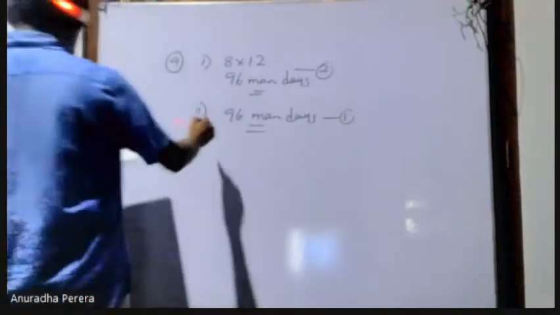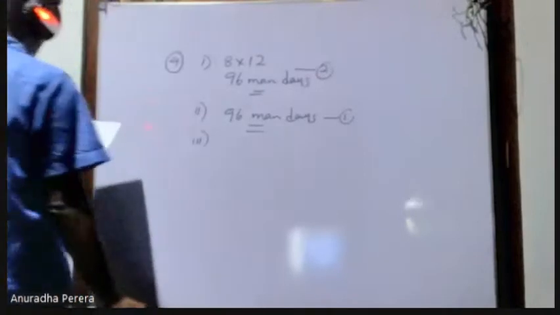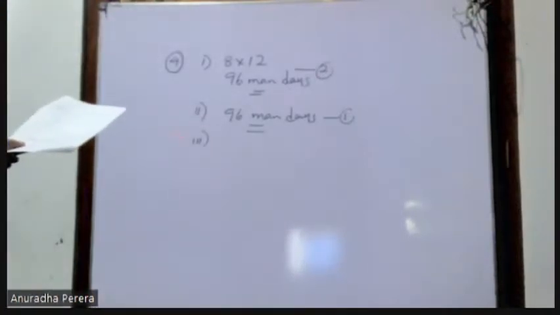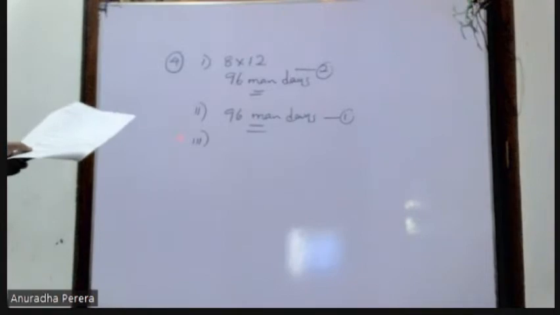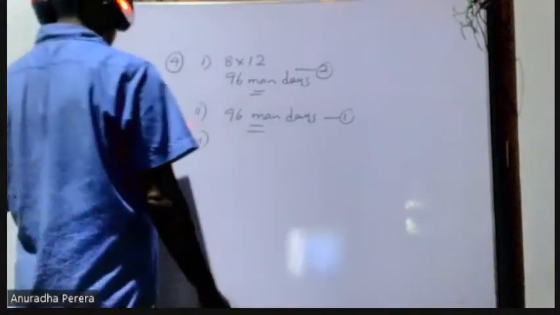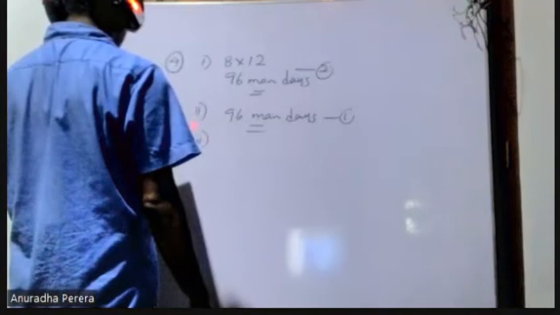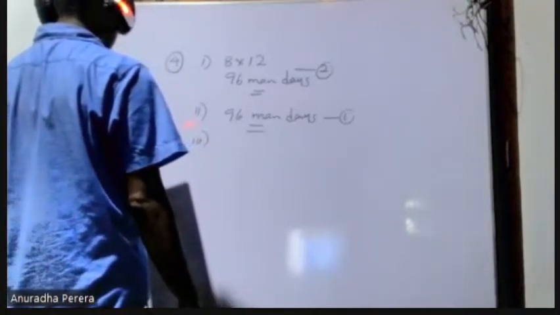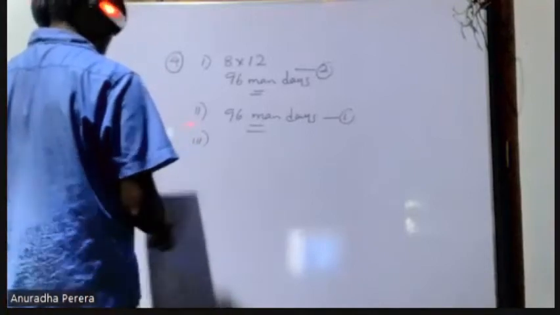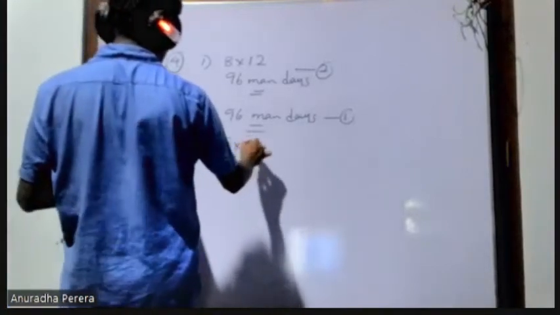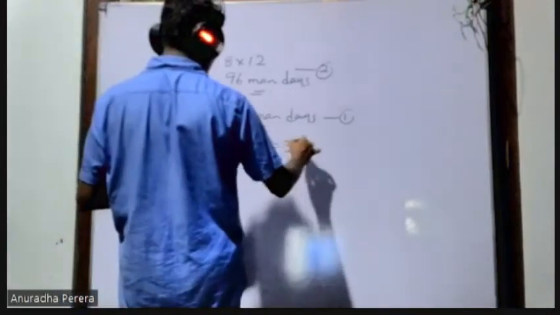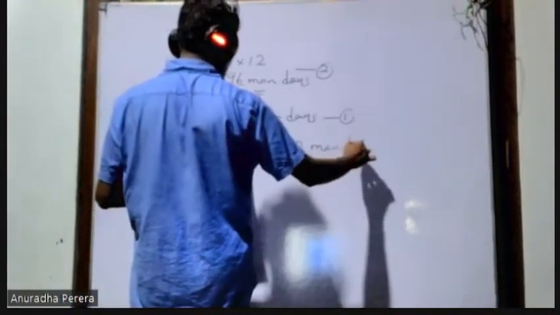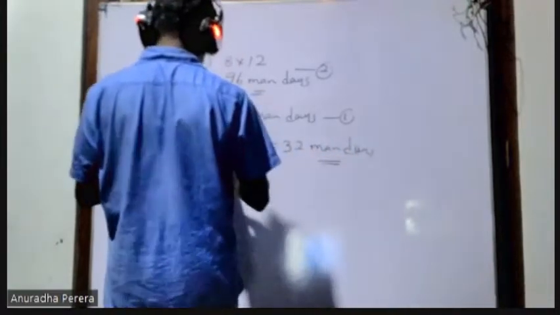Third one. After working 4 days, 4 men have taken sick leave. Find the magnitude of work done in the first 4 days. After working 4 days, 4 men have taken sick leave, right? 8 men into 4. Completed work amount in the first 4 days is 32 man days.